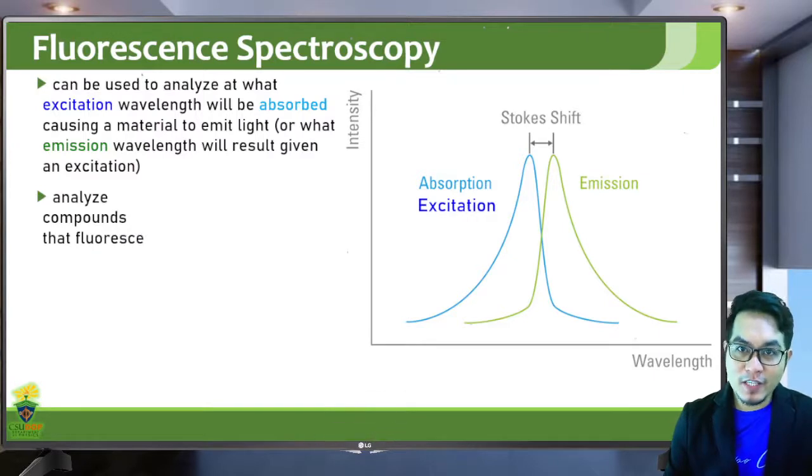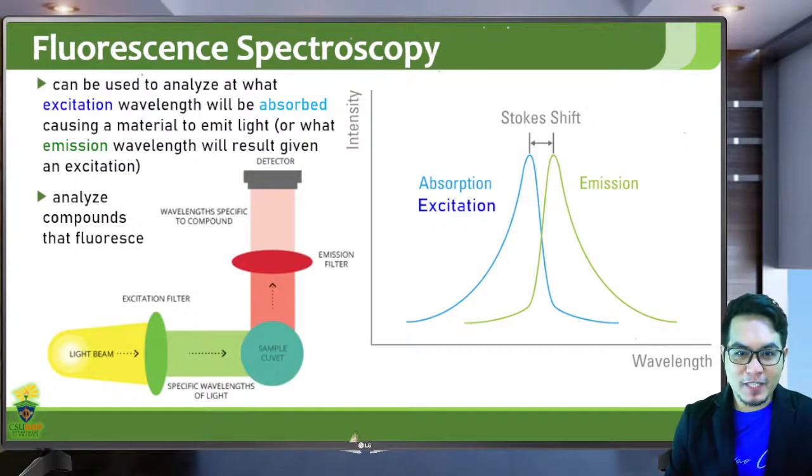Of course, fluorescence spectroscopy is only used for compounds or materials that fluoresce, that emit light. If your material is not fluorescent, then you can't use fluorescence spectroscopy. But more or less, if your material is liquid, it will undergo some degree of fluorescence.